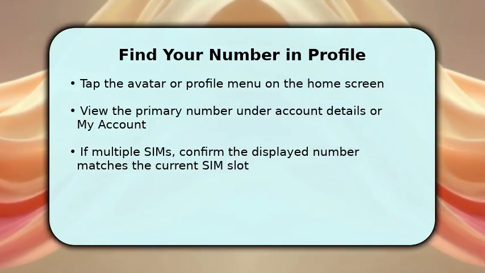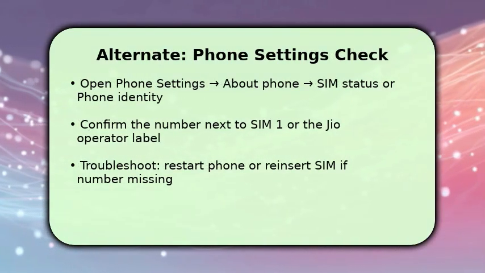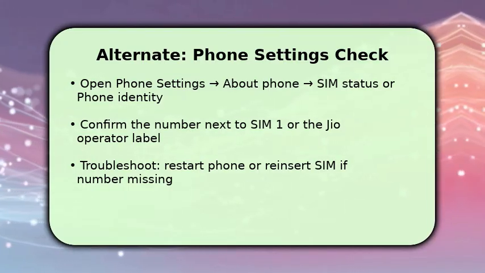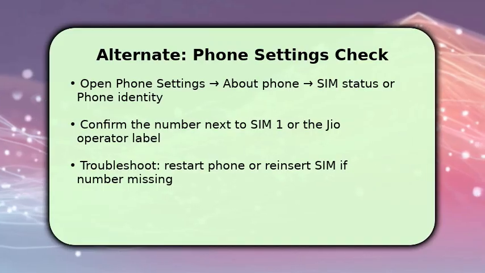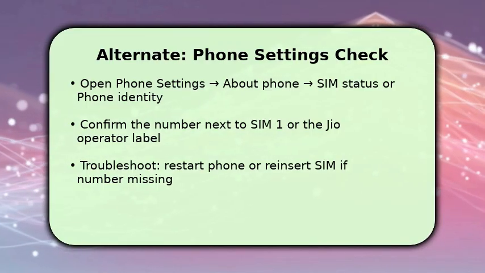If My Geo is unavailable, use phone settings as a reliable alternate. Go to About Phone, then SIM status or phone identity, and read the number shown for the Geo SIM. This works because the device reads the SIM's stored MSISDN. Once confirmed, match it against your My Geo listing.